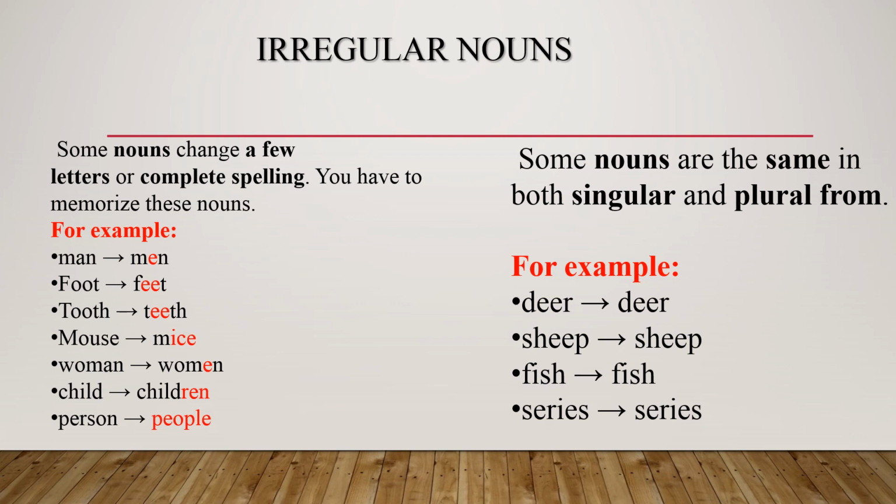Now, some nouns are the same, both singular and plural. So they don't change. For example, deer, deer, sheep, sheep, fish, fish, series, series.